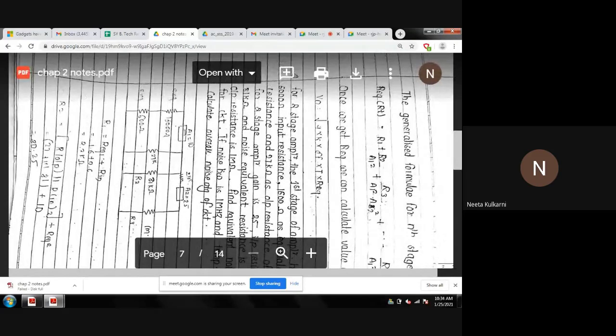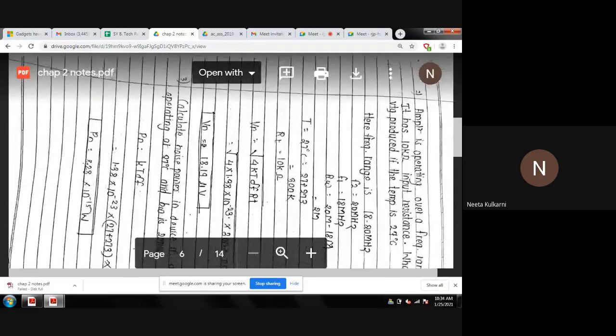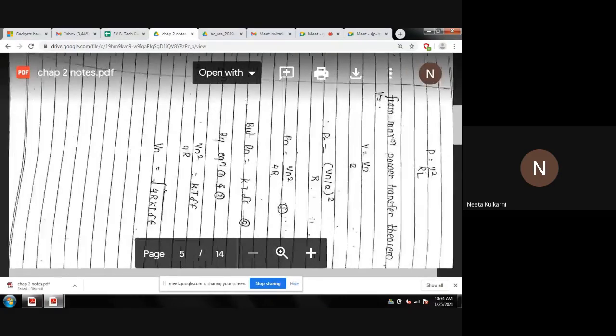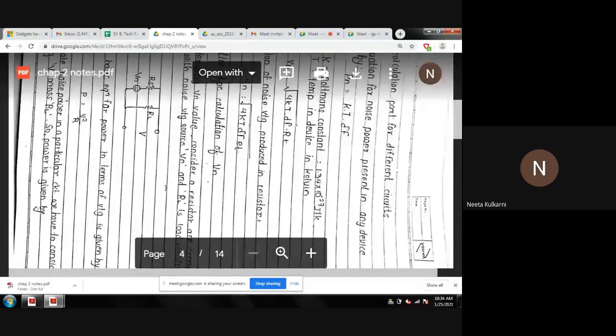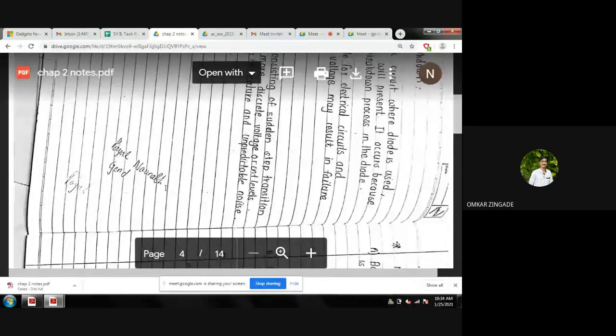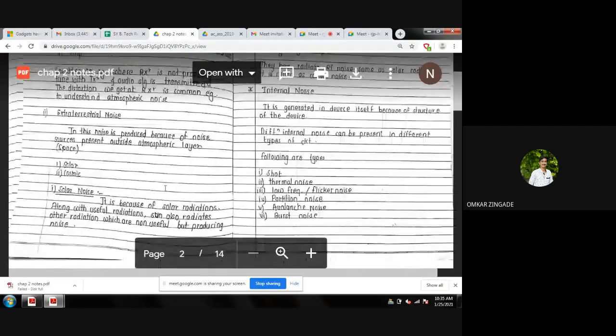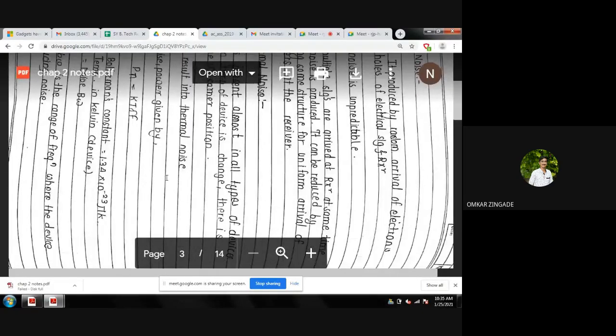There is a circuit diagram of this type in which A1, A2 are shown. In that case, how do we calculate the equivalent resistance? First, you tell me the formula for resistance. How do we calculate R equivalent in a cascading amplifier? R equivalent is equal to R1 plus R2 upon A1 square plus R3 upon A1 square into A2 square.